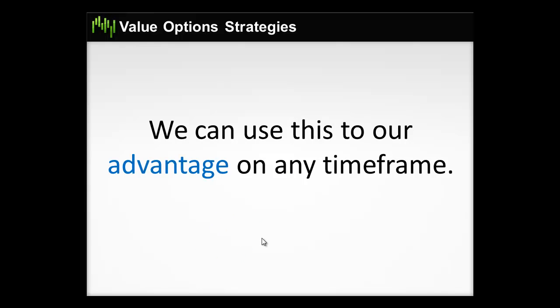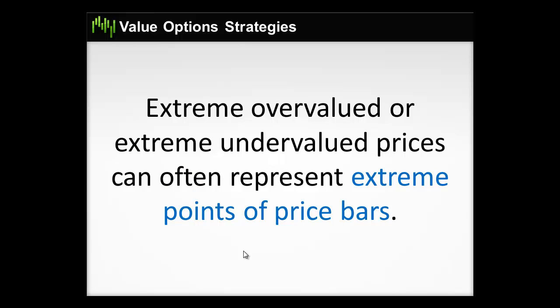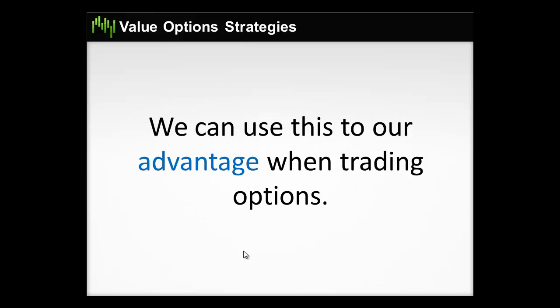Okay, now we can use this information, or this tendency, to our advantage on any time frame. So these opportunities do present themselves both end of day and intraday as well. Extreme overvalued or extreme undervalued prices can often represent extreme points in price bars. And that's great, because obviously if we had the ability to sell at high levels and cover our shorts at fair value, or buy at undervalued extreme low points in prices and cover at fair value, then this could create a great opportunity for us to identify some nice trading opportunities.